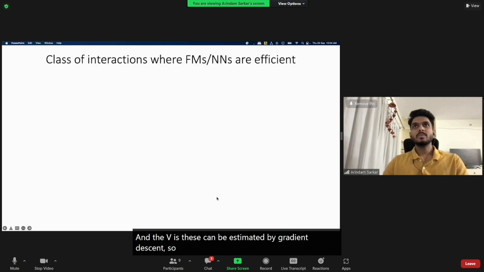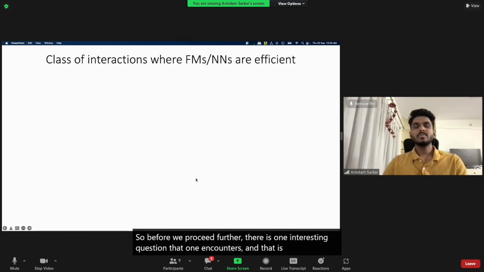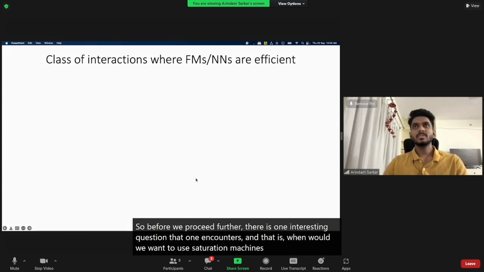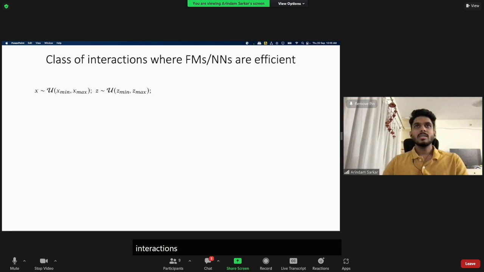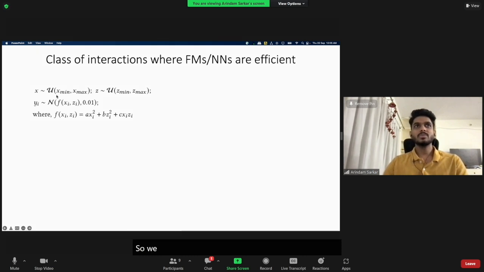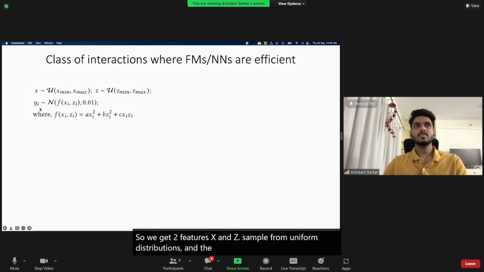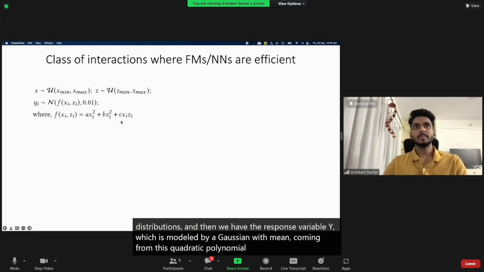Before we proceed further, there is one interesting question that one encounters, and that is, when would we want to use factorization machines versus neural networks, since both of them seem to be approximating the higher order interactions? Let's take a look at a synthetic example to get an intuitive feeling about the same. We get two features x and z sampled from uniform distributions, and then we have the response variable y, which is modeled by a Gaussian with mean coming from this quadratic polynomial term.